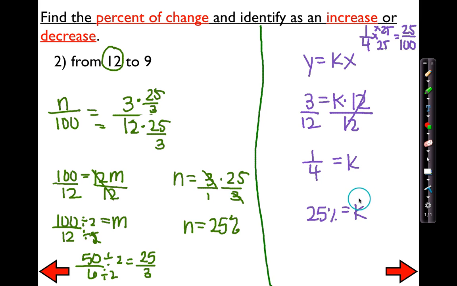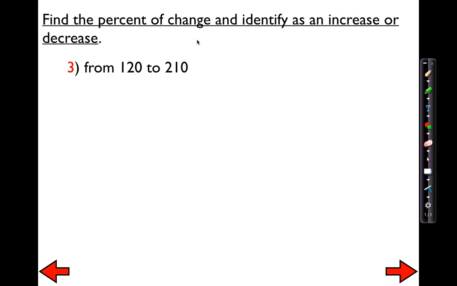So this is going to be a percent decrease. Why? Because the values did go down. Number 3, why don't you pause the video and try this one by yourself?